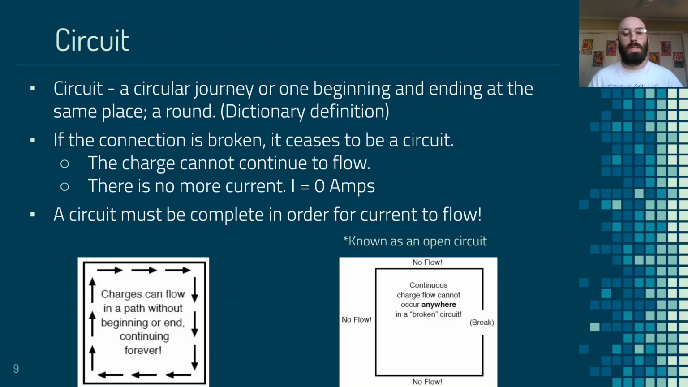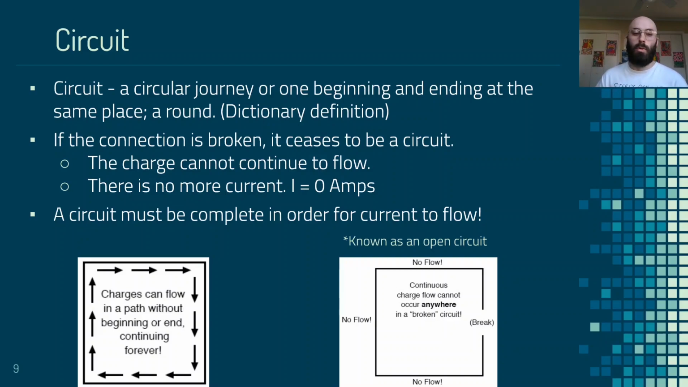And that brings us to the last point here, the definition of a circuit. This is the dictionary definition of a circuit, irrespective of thinking about electricity. It's just defined as a circular journey, or one beginning and ending at the same place. In electricity, a circuit is the same thing. It has to go in a complete loop, and if that circuit is broken anywhere, it ceases to be a circuit, and no energy can flow, no electricity can flow.